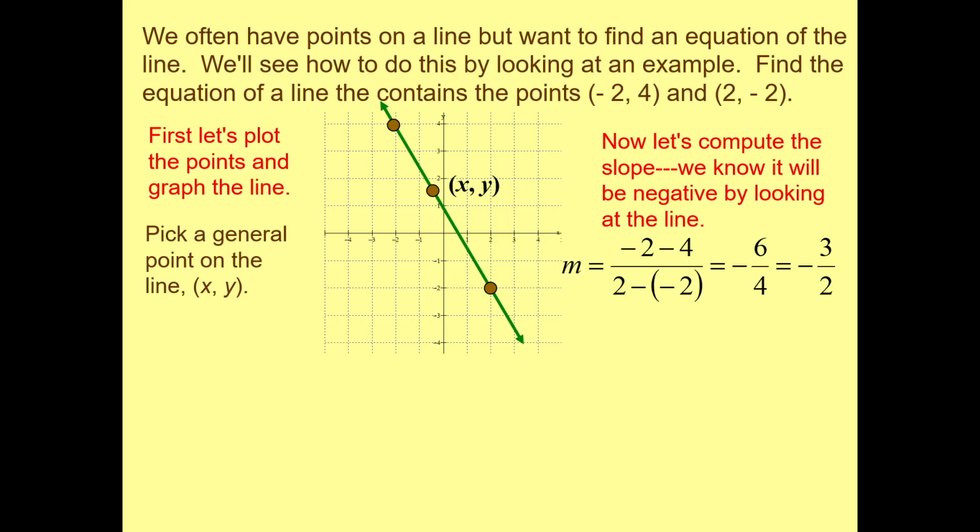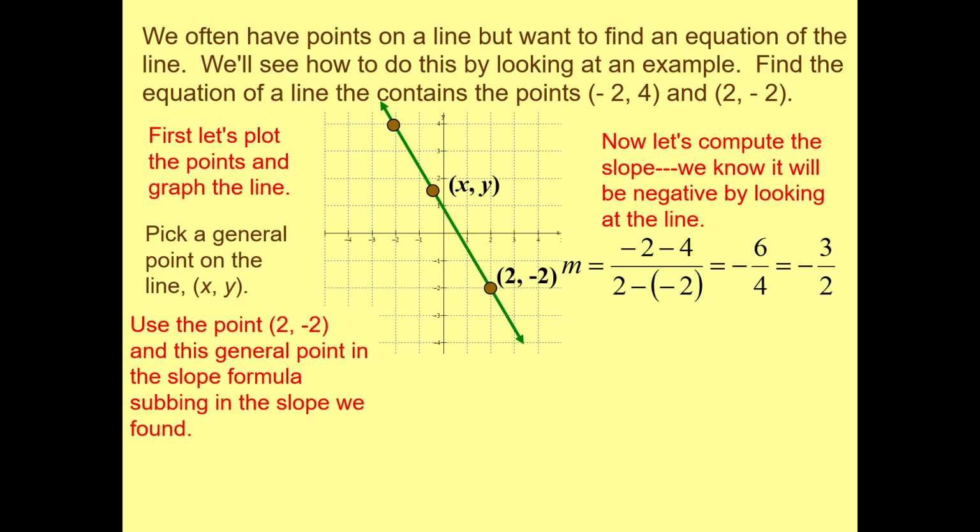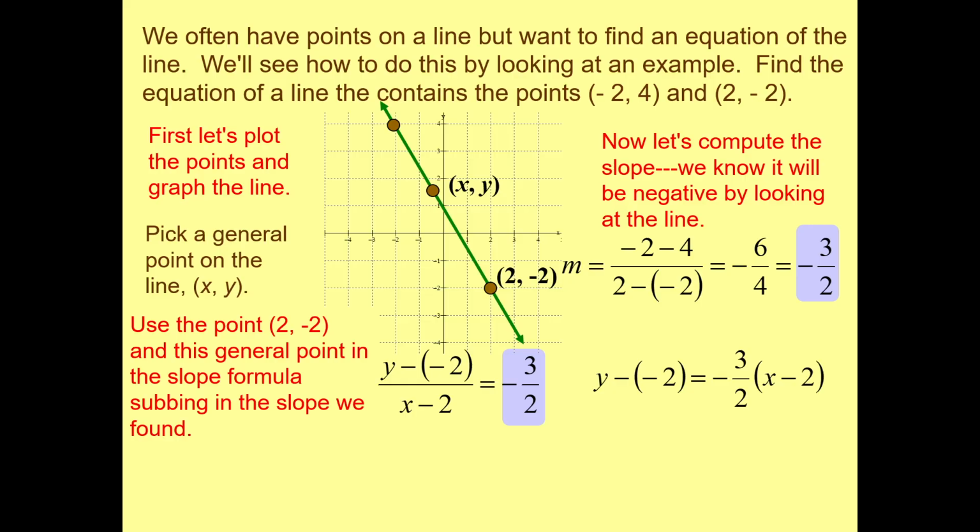Pick a general point (x, y) on the line. Plug in for our slope formula there. Multiply both sides by x minus 2. What do we have here? There's an equation for the line.